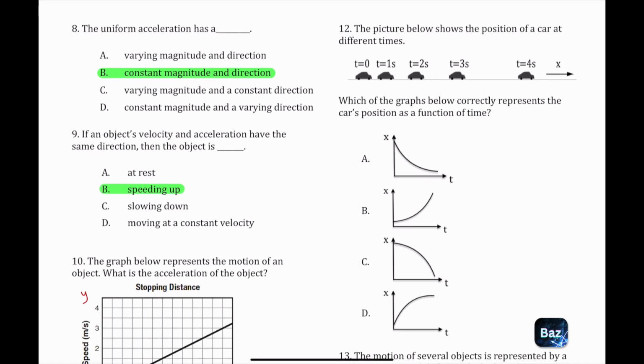12. The picture below shows the position of a car at different times. Which of the graphs below correctly represents the car's position as a function of time? Here the car is speeding up as the distance keeps increasing. So A must be wrong and C as well. So it's either this one or this one. If you notice here, the distance is not changing, but here it shows that the distance keeps increasing. So this one is wrong. So the right answer is B.